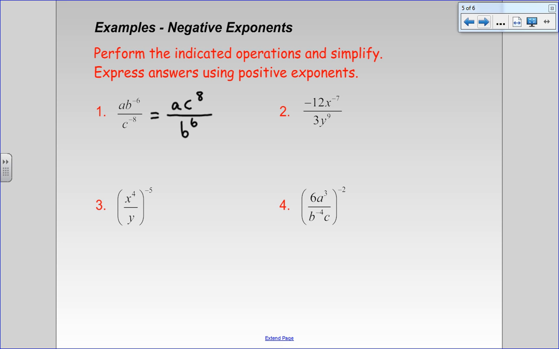Moving to problem 2, we have negative 12x to the negative 7th over 3y to the 9th. First, note that we can simplify by dividing the coefficients to obtain negative 4. Next, we have x to the negative 7th in the numerator, so this factor should move to the denominator and become x to the positive 7th. Y to the 9th already has a positive exponent, so it should remain in the denominator, and our answer is negative 4 over x to the 7th y to the 9th.